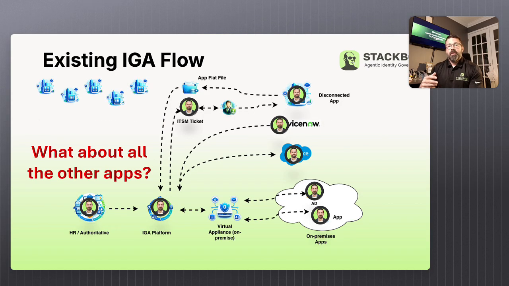The other thing that we're not showing on this diagram is, what about everything else in the environment that I need access to fulfill my job, to do my daily activities, right?